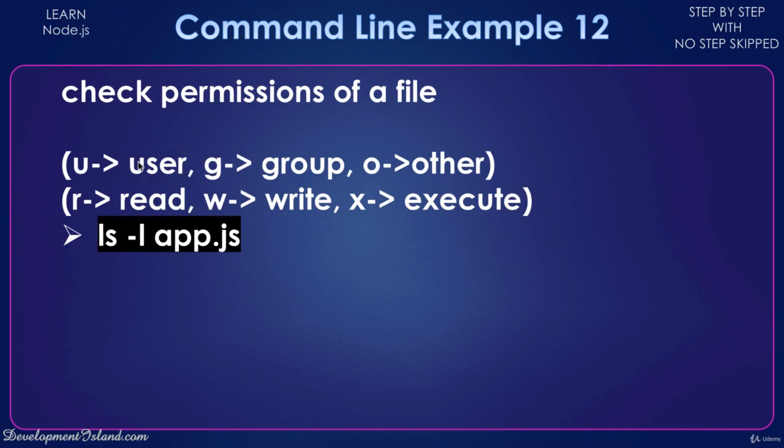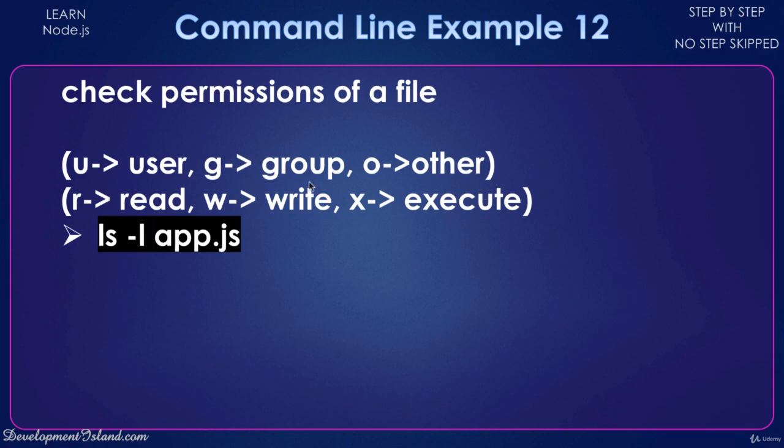So this user is the one who owns the file. This one is the group to which this user belongs. So on your computer, you can create groups, and each user can belong to a certain group. And then other is everyone else. Now the permissions are read, so you can read the file; write, you can change the file, write inside it, edit it; execute, you can actually execute the file if it's an executable.